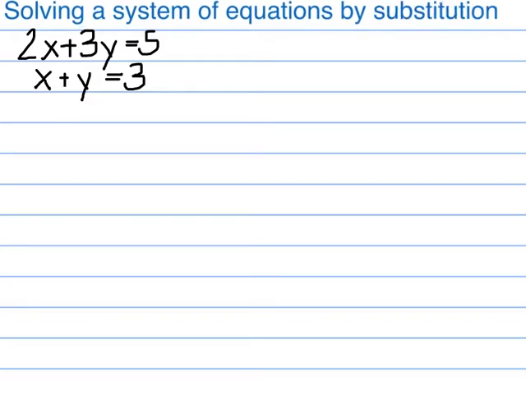Solving a system of equations by using substitution. Alright, so the first step when we do substitution is solve either equation for x or y. I'm going to solve this equation right here for y, so I get y equals 3 minus x.